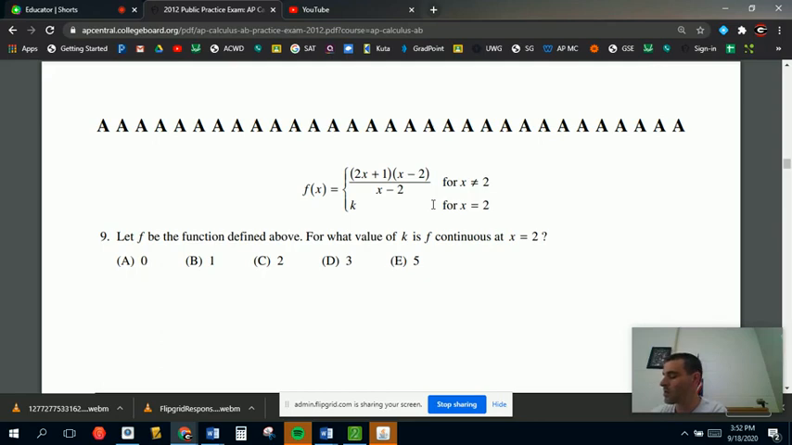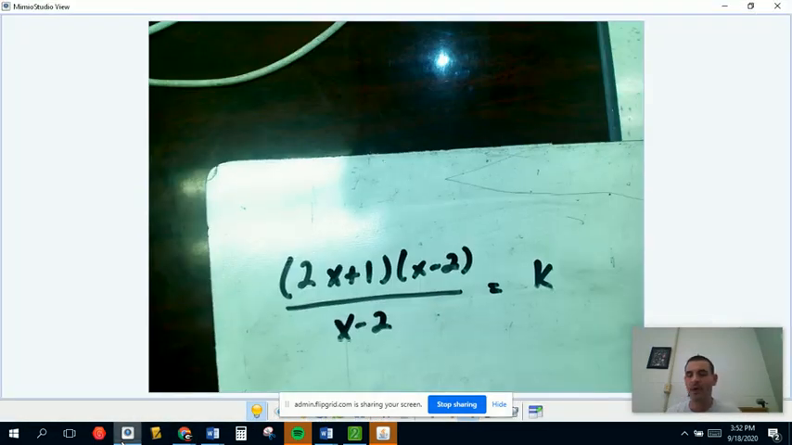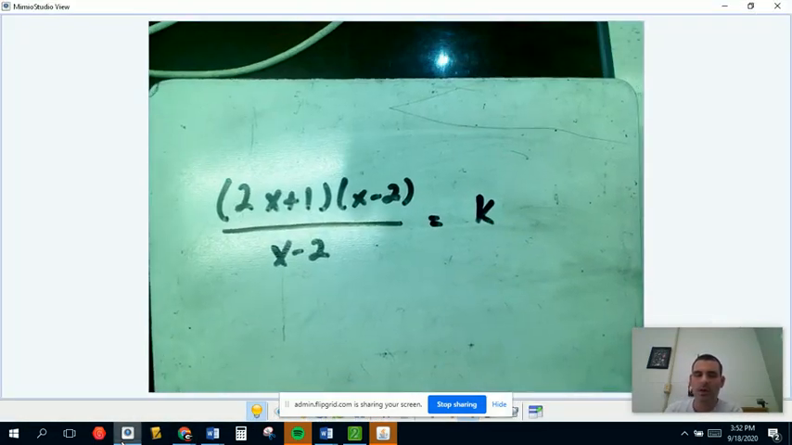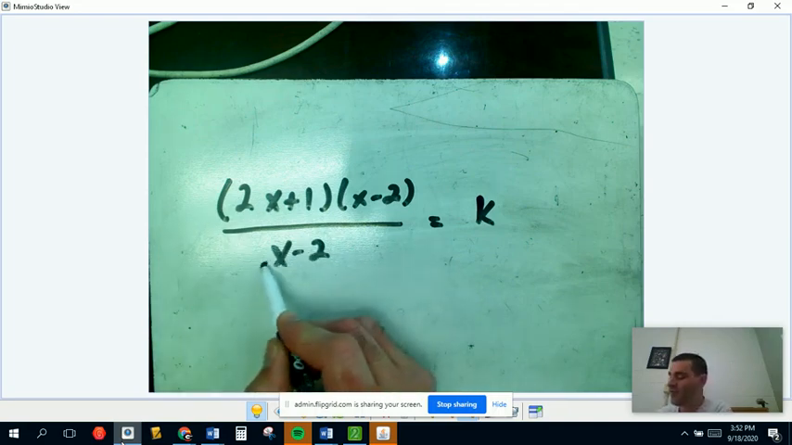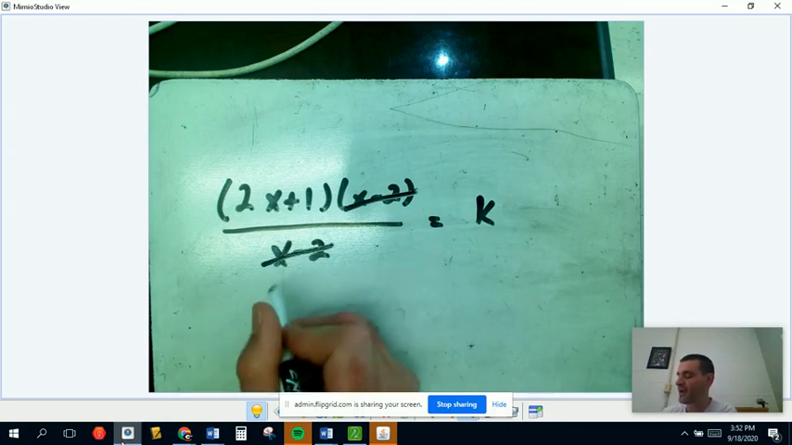Let's go to the board here. All right, so when x is 2, we want those to be equal. Now, if I put a 2 in there right now, it's just going to have a 0 on the bottom, which is what we call a hole in the graph when you're studying rational functions. But it's nice and factored already for you, so go ahead and cross that out.